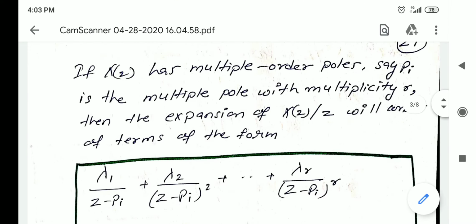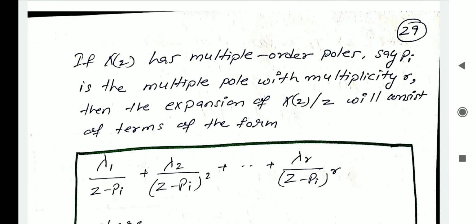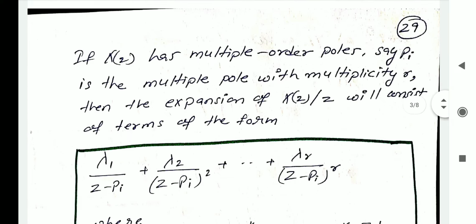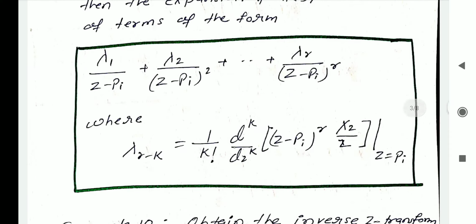R is the multiple pole with multiplicity r. Now if we are having (z minus pi) to the power 3, that means it will go 3 times. If we are having (z minus pi) to the power 2, that means it will go only 2 times. That means we'll be having only two constants, lambda 1 and lambda 2. If the multiplicity goes 3 times, that is (z minus pi) to the power 3, in that case we will be having three constants, lambda 1, lambda 2 and lambda 3, where lambda r minus k.